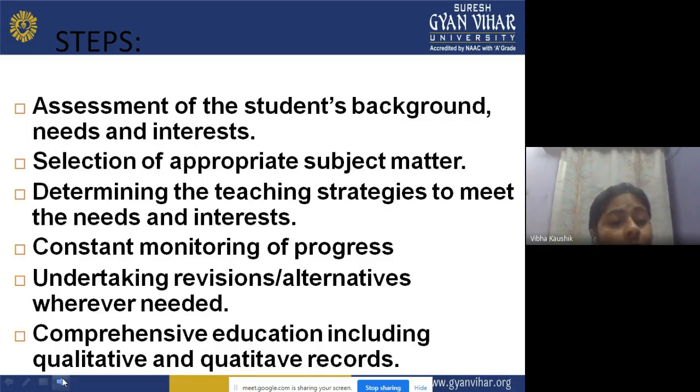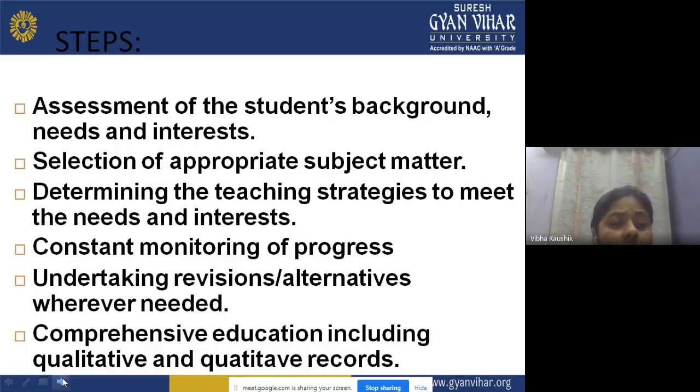On the basis of their evaluation only, the teacher should plan his individualized instruction. If the teacher does not know the needs and interests of the student, then the planning will not be fruitful. The planning will be fruitful only when the teacher knows the student's background, needs and interests. So a teacher has to assess all these things before making a plan.